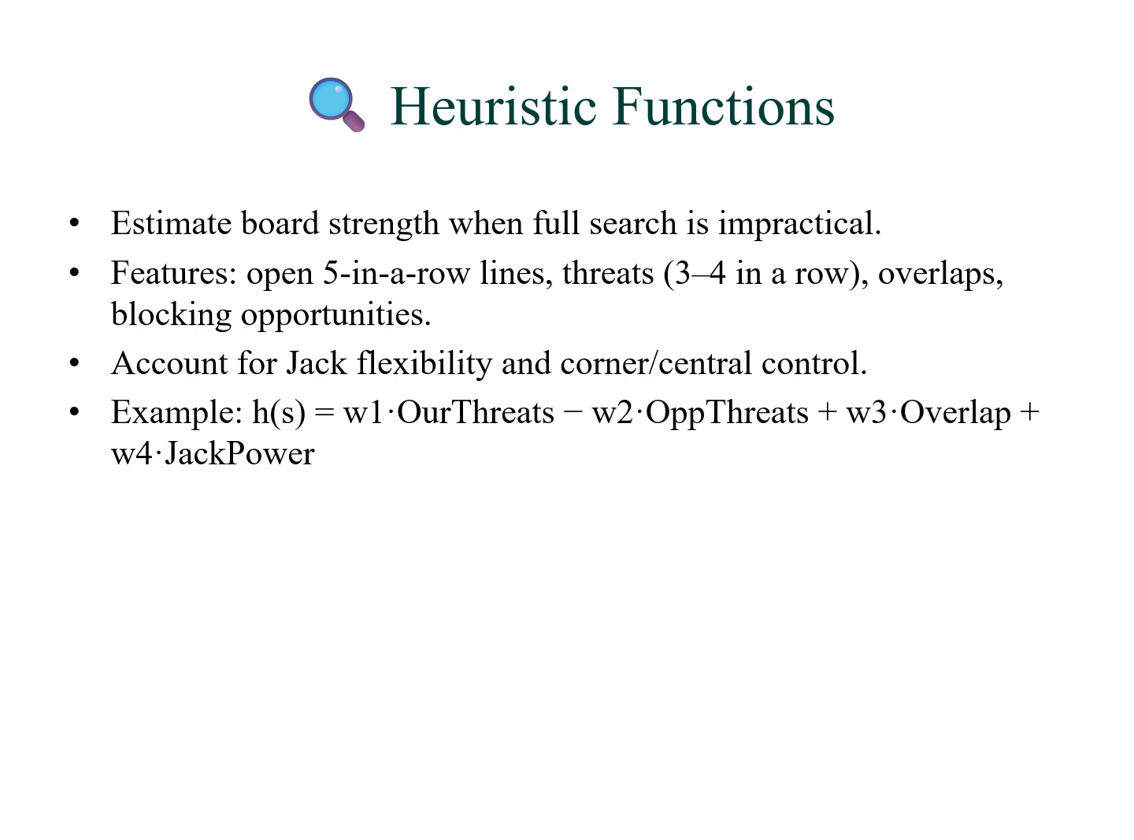And the heuristic function: when the tree becomes too large to explore fully, we can use heuristics. Some of the key features include lines of 5, immediate threats with 3 or 4 in a row, overlaps and blocking opportunities. We also add weight for jack flexibility and corner control. For example, our heuristic function might be something like h(s) = W1 times our threats minus W2 times the opponent's threats, plus other weighted factors like overlaps and jack powers.